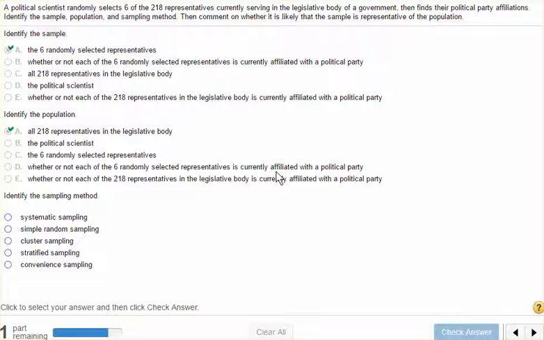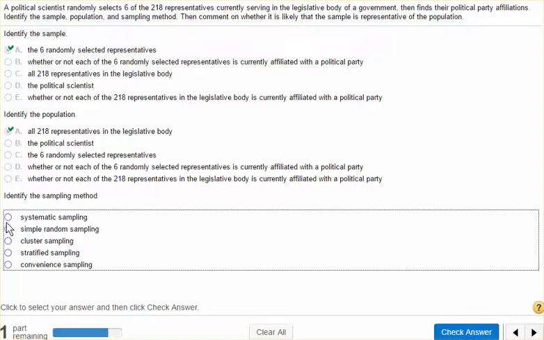And here's where we get into some vocabulary and types of sampling that we must be very, very careful and understand about. So in this situation, the political scientist went in and he randomly selected 6. So this is a simple random sampling.